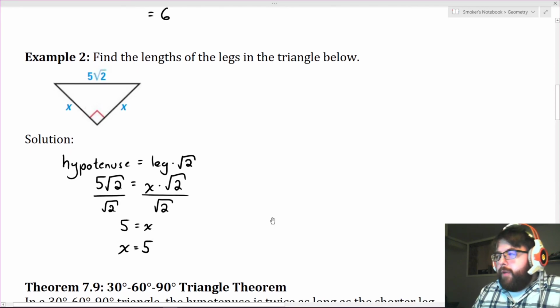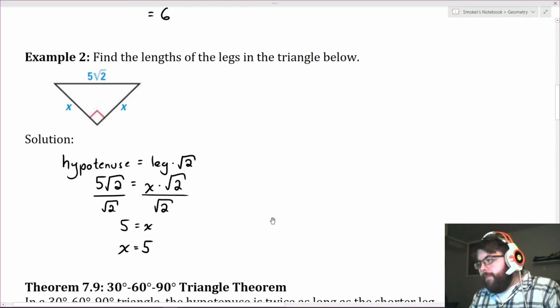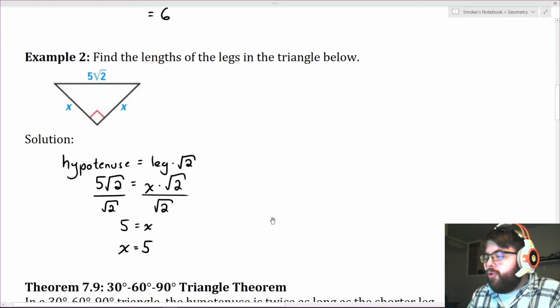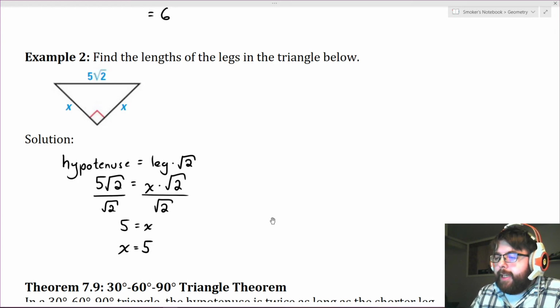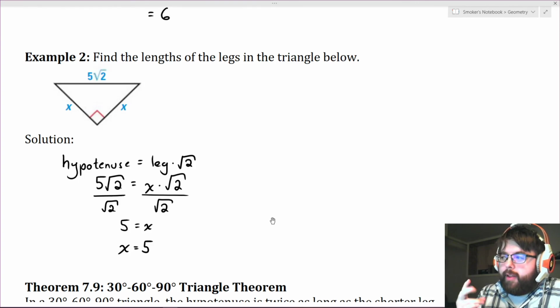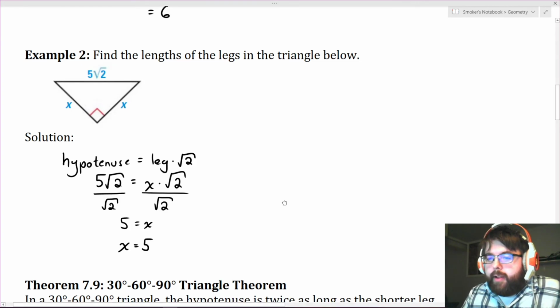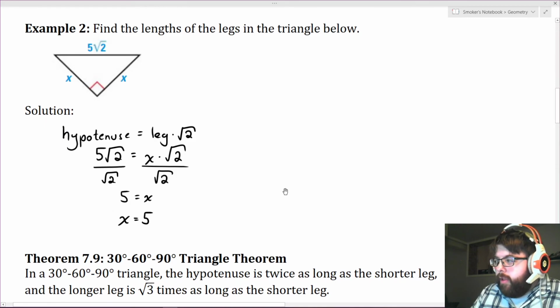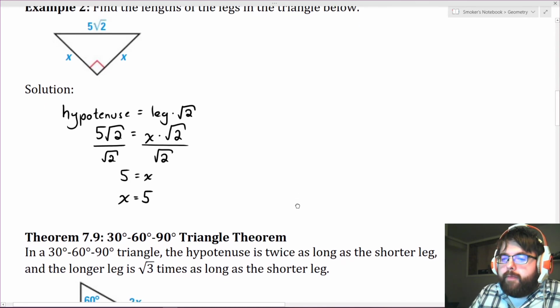All right, so that was the 45, 45, 90 triangle. The other special right triangle is the 30, 60, 90 triangle. So again, what makes this unique is that I only need to be given one side and I can find the other 2 sides instead of being given 2 sides and able to find one. But it has to be a 30, 60, 90, or it has to be a 45, 45, 90 triangle.